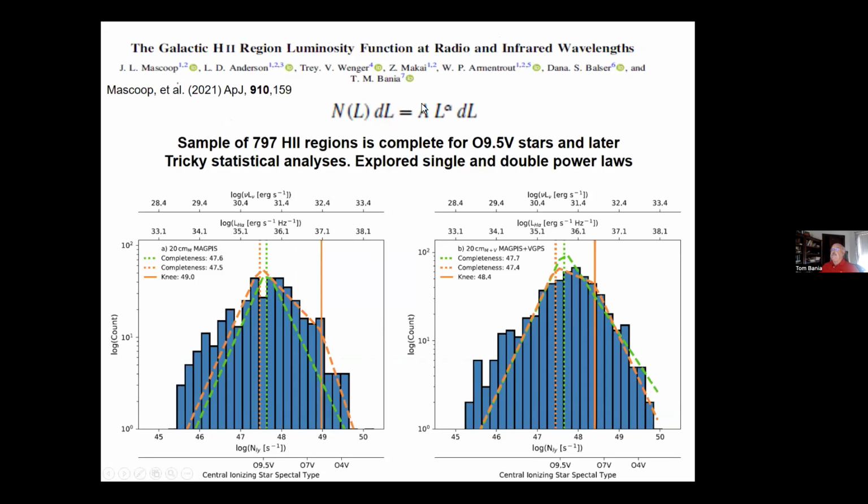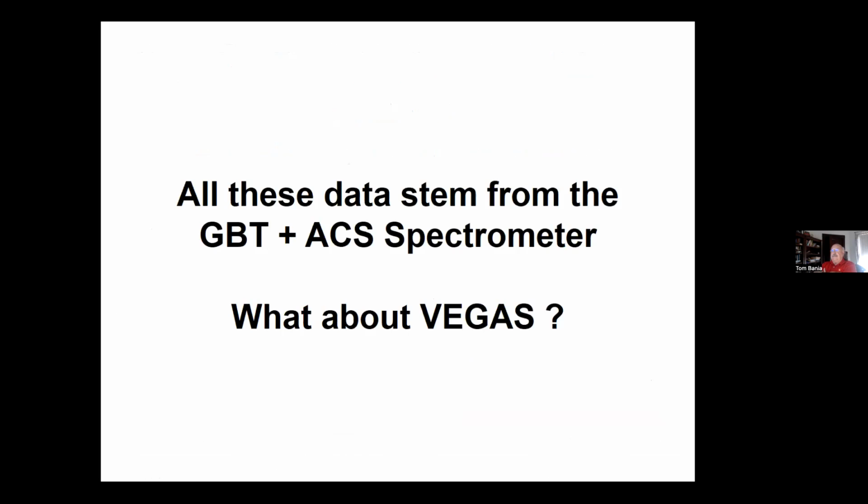We also explored from our sample the luminosity function of the sample of H2 regions. Again, there's too much here to talk about, but nearly 800 regions were used, and it was a tricky statistical analysis. The knee here represents our completeness limit where we just don't get anything. It's too faint, but because other people have seen single and double power laws in external galaxies in terms of the luminosity distribution of H2 regions, we tried to distinguish for our own Milky Way between the two, and it sort of came out as a tie. It was an odd, interesting result, I guess, but you'd always wish you'd have a definitive answer to that. Okay, so all these data from the GBT stem from the GBT plus the ACS.